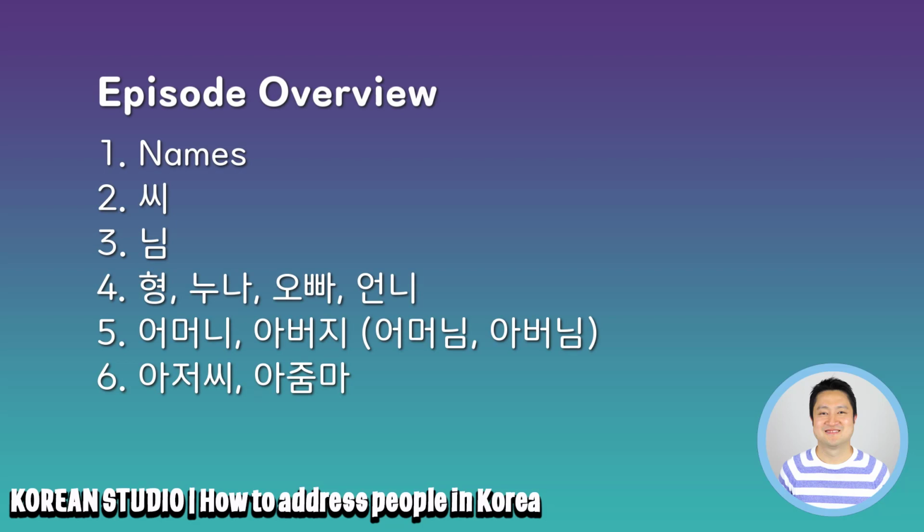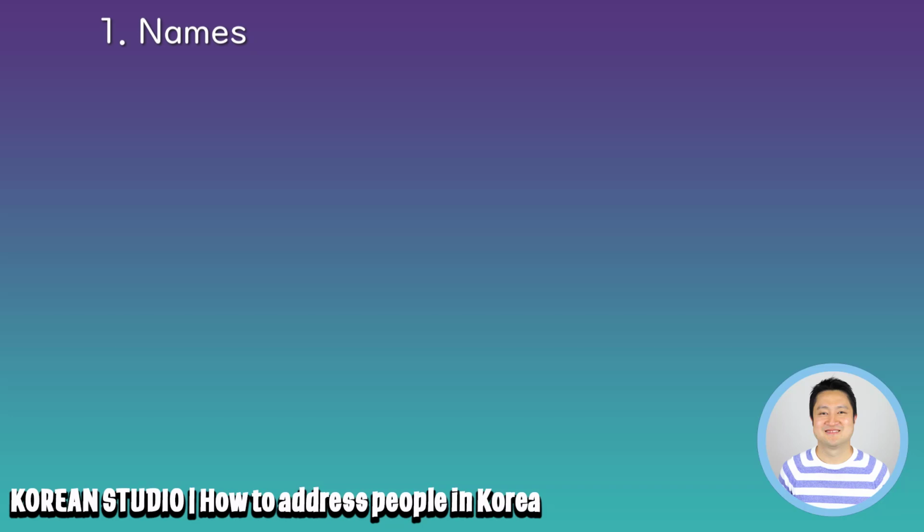First, we have name. Then we'll take a look at how we use 씨 and then 님. After that, we'll look at how we use the terms 형, 오빠, 누나, 언니. And after that, we'll learn about the terms 어머니, 아버지, as well as 어머님, 아버님, and learn how we use it to address not only our parents, but also other people. And then we'll finally round off by looking at the terms 아줌마 and 아저씨. So let's begin with names.